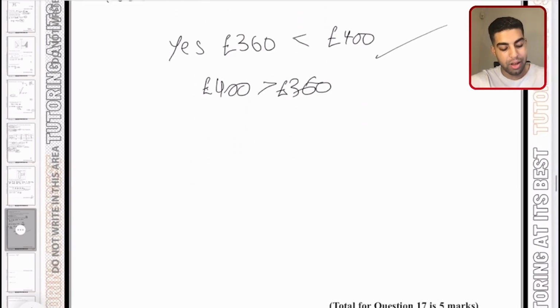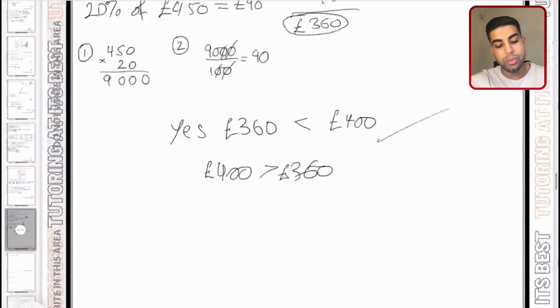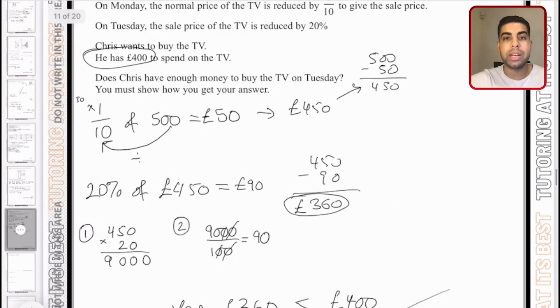Perfect. That's 5 marks in the bag. So I hope you can see how we've gone ahead and worked out 1/10 and then a further 20% before finally seeing if he's got enough money or not.